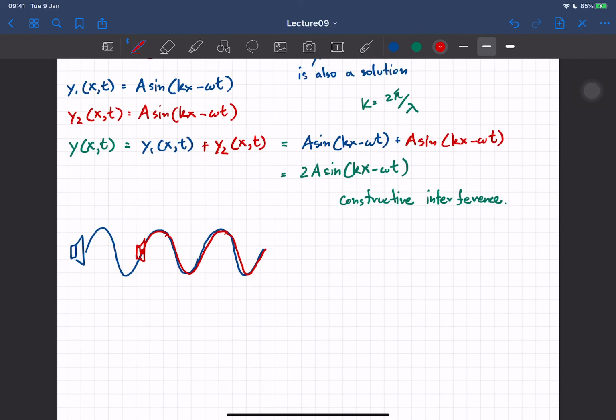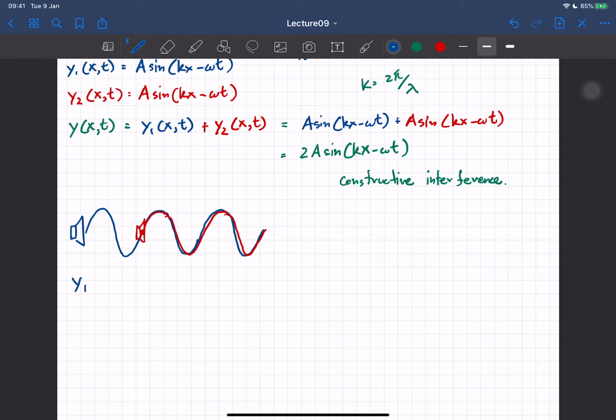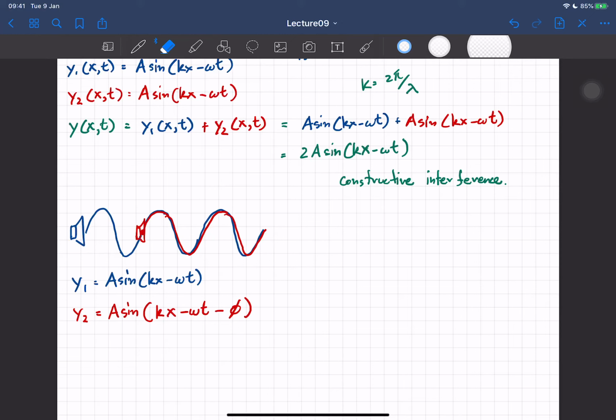So in terms of the wave function, y1 looks the same because we didn't change anything: A sine(kx minus omega t). But strictly speaking, y2 is not the same, because what we do is we shift the wave of y2 to the right. So we have to minus something, right? Because shifting the graph to the right means you have to subtract something. And what do you subtract? Well, you subtract from the variable that you are shifting. In this case, it's the x variable, right?